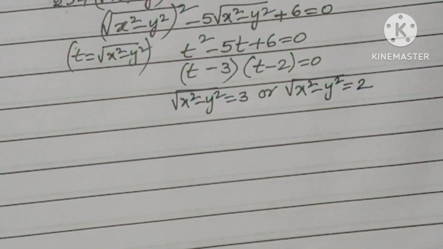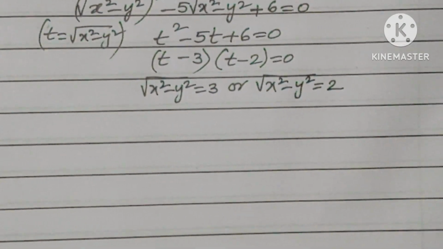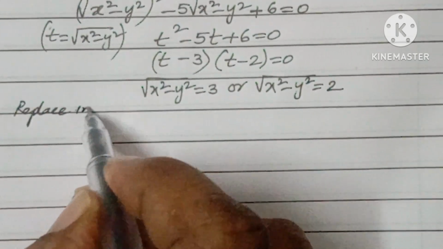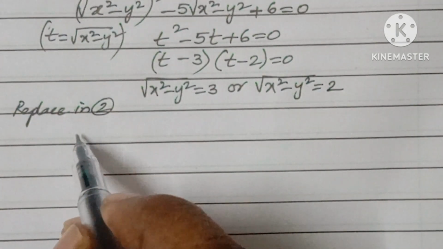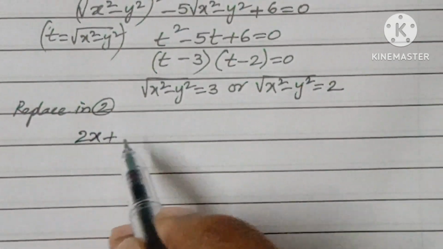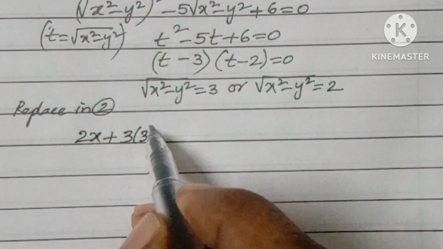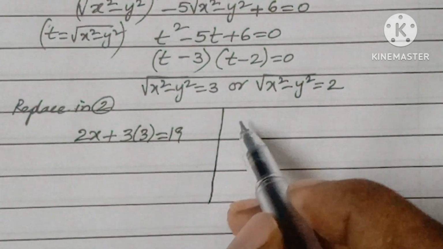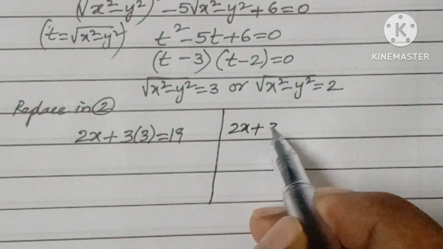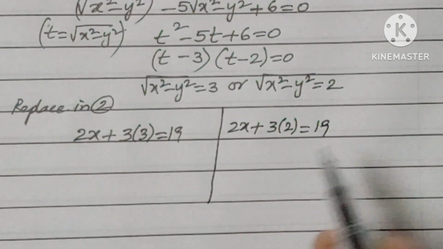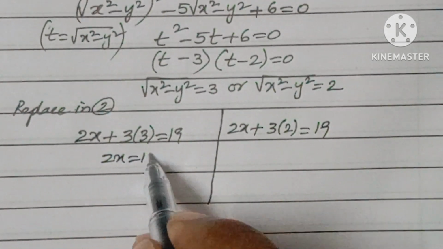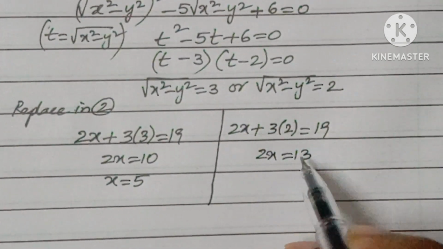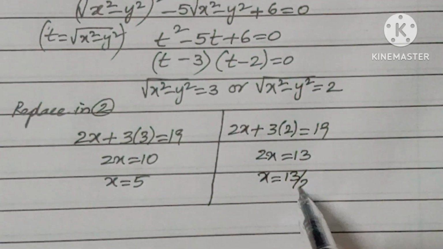Now replace these values in the second equation. Replace this in the second equation. So 2x plus 3 into 3 is equal to 19; 2x equal to 10, x equal to 5. Here you will get 2x plus 3 into 2 equal to 19, so 2x equal to 13, x equal to 13 by 2.